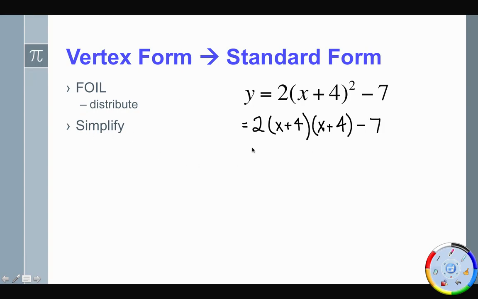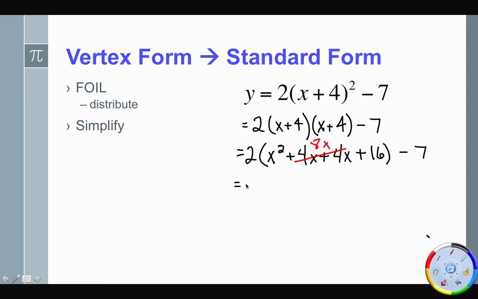So this is why the FOIL method was important. We have to say it's 2 times whatever we get when we FOIL this. We get x times x, which is x squared, plus 4 times x, plus 4 times x, plus 16, and minus 7. Notice here I said FOIL and distribute if necessary. The distribution is necessary in this case because we have a 2 on the outside. I'm going to rewrite this as 8x, because that's what it is.